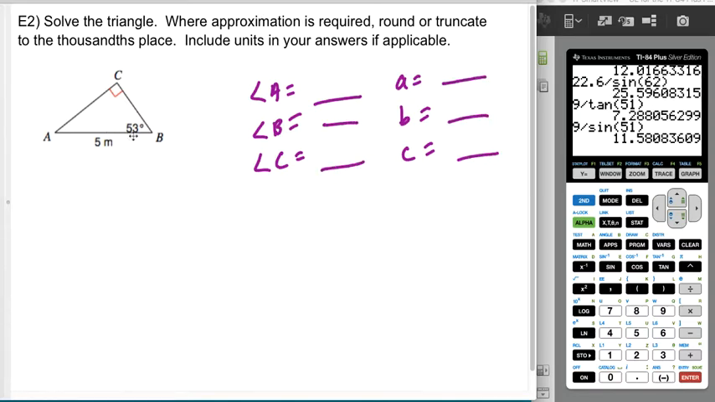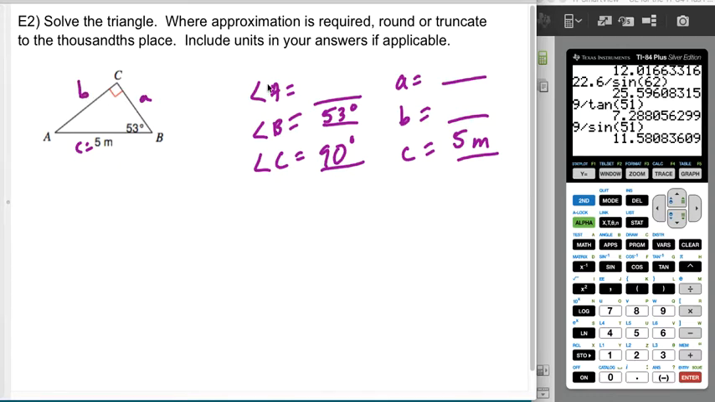All right. So here's what I know. I know little c is 5 meters because that was given, right? I know big B is 53 degrees. I know big C is 90 degrees, right? And that's all I know, right? So this is little a and this is little b.